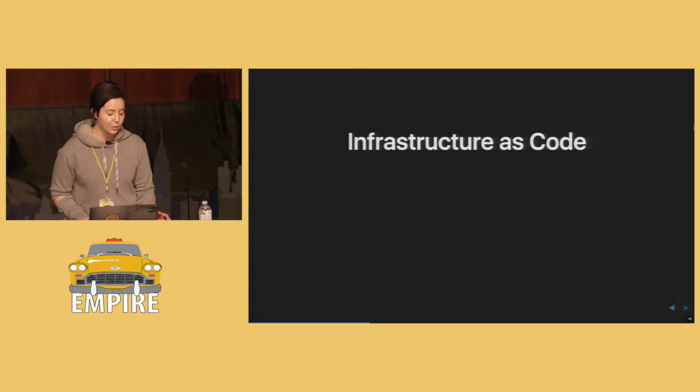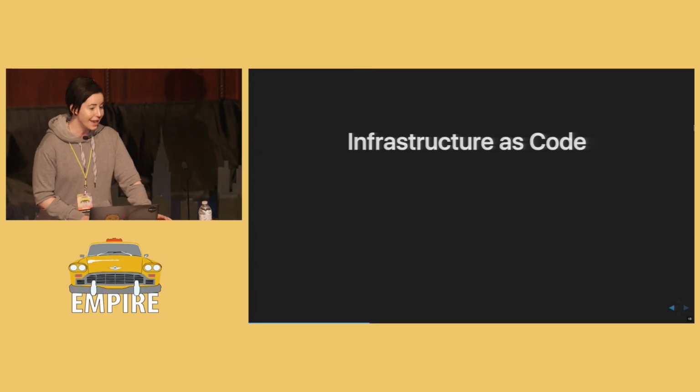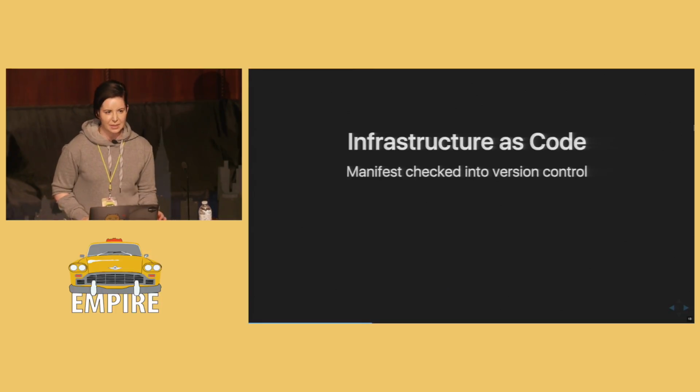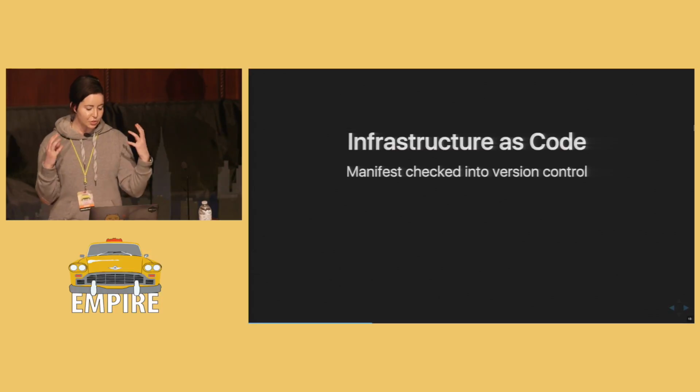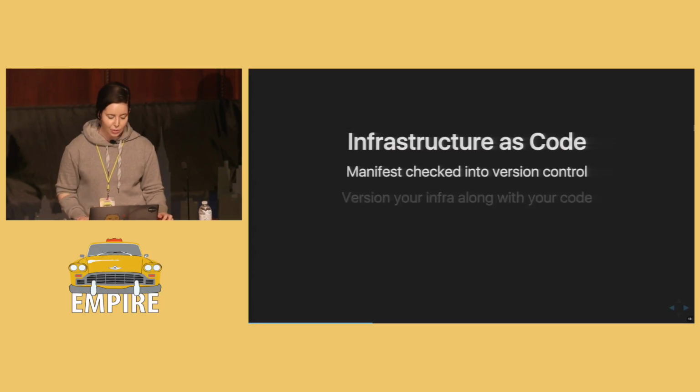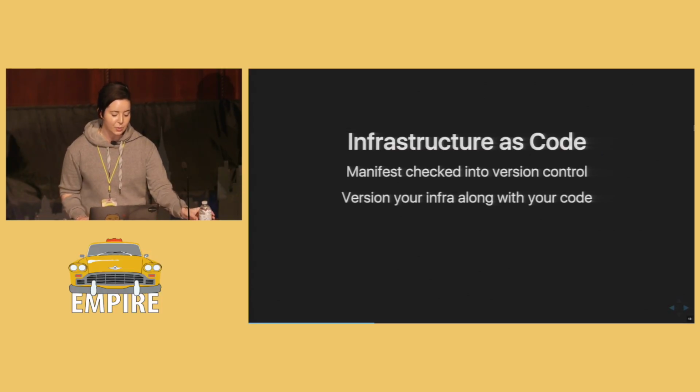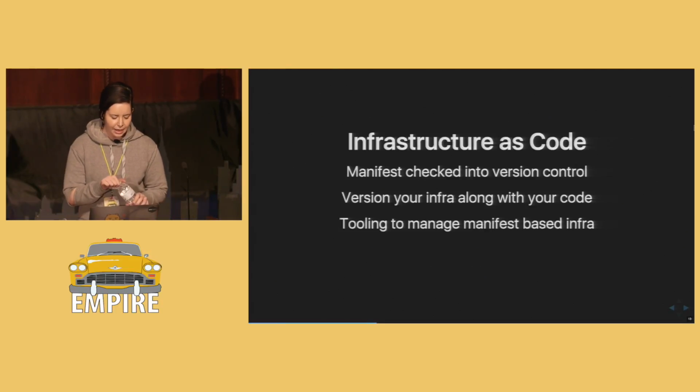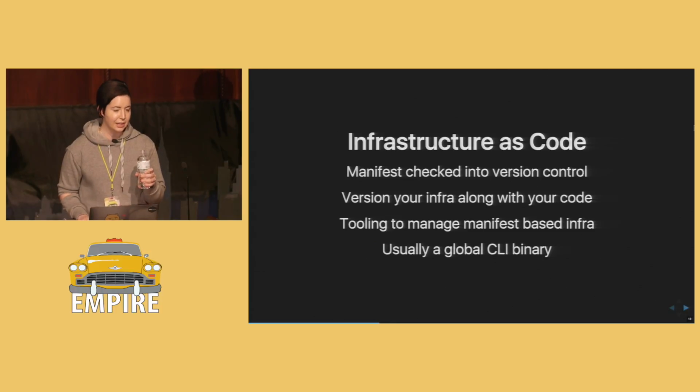So traditionally, this is handled with this idea of infrastructure as code. Usually that means something like you've got a manifest describing what you want. It's checked into version control. That's often versioned, versioning your infrastructure along with your code. And there's probably some tools to manage that. It's usually a command line sort of binary that you use in order to manage it.